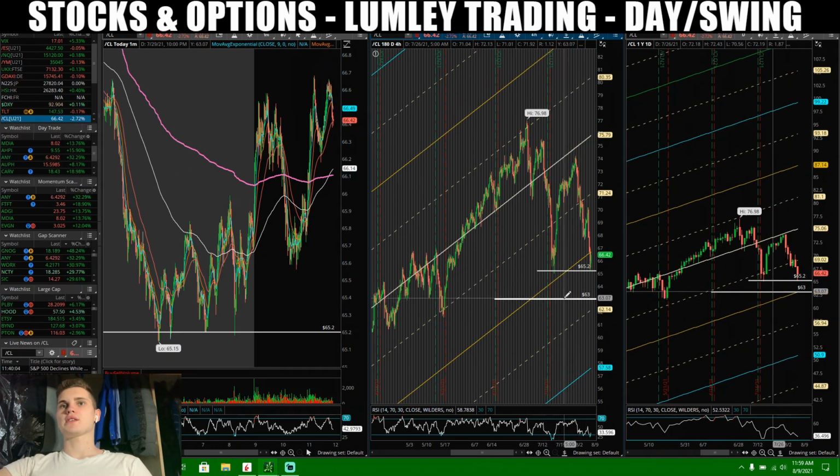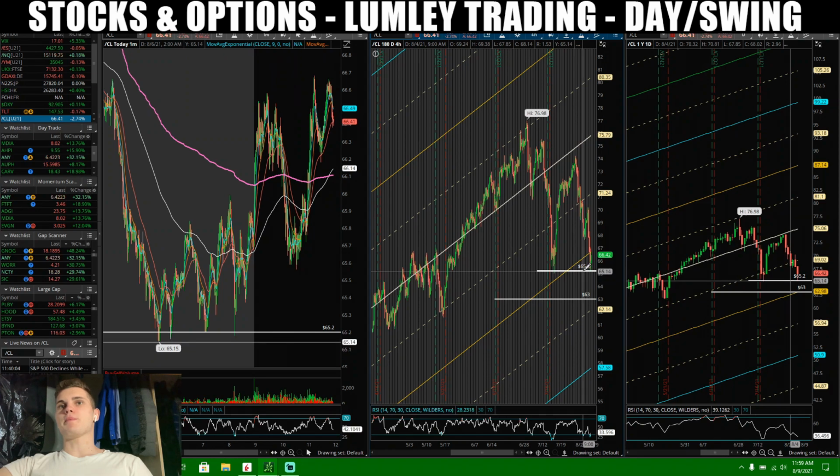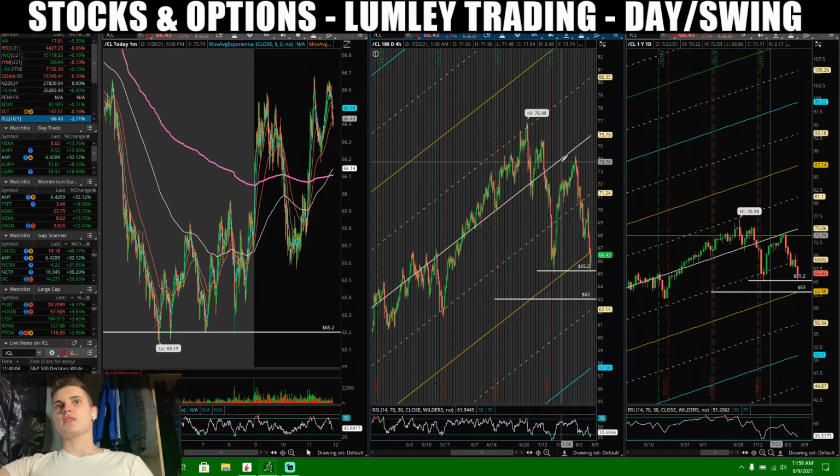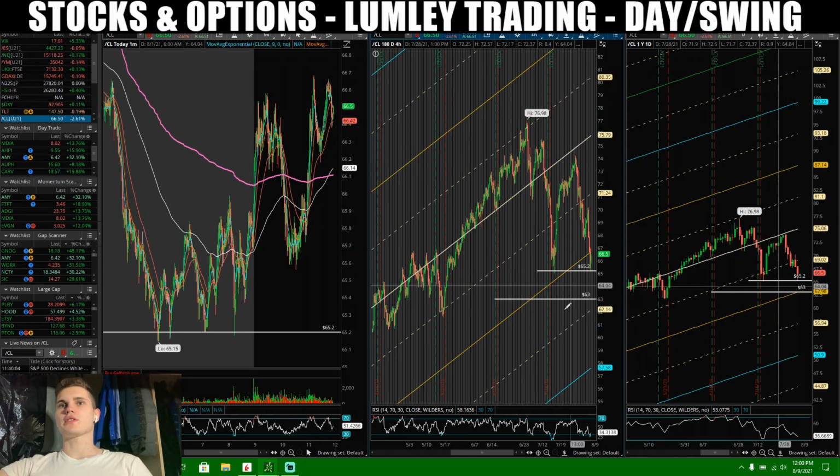I think we'll bounce off this 63 level, break back above this 65 level, and then continue back to the mean of around $75. But 63 is a more solid price, and it probably will be a price we will hit, as it does look like we will continue this further down momentum.